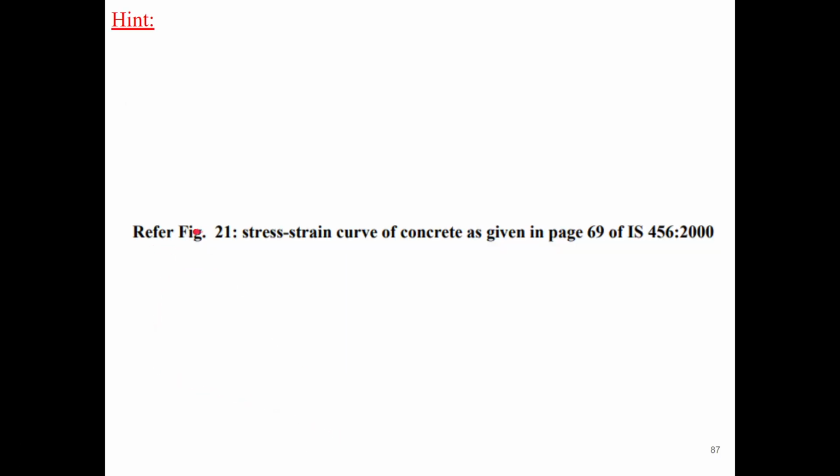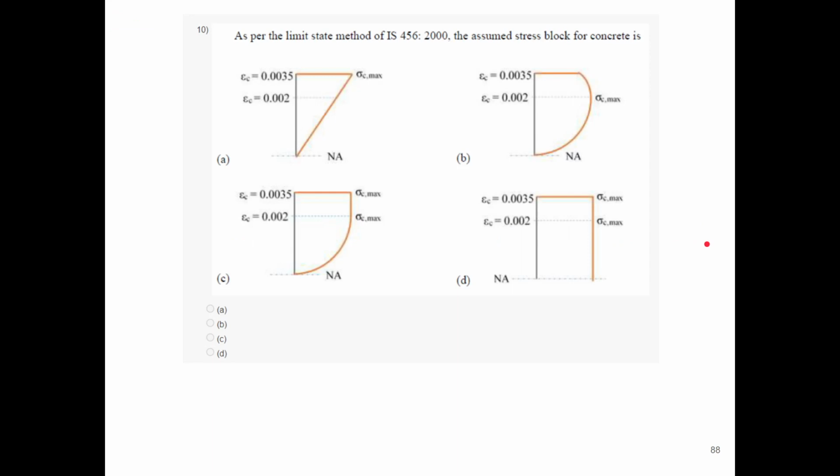Ninth question: the limiting strain in compression fiber of concrete in limit state method of design is how much? A 0.001, B 0.0035, C 0.0003, D 0.0025. As per the assumptions of limit state method of design, the limiting strain in compression fiber of concrete is 0.0035. So B is the correct option. You can refer to figure 21, the stress strain curve of concrete, given on page 69 of IS 456. Let us come to the last question of today.